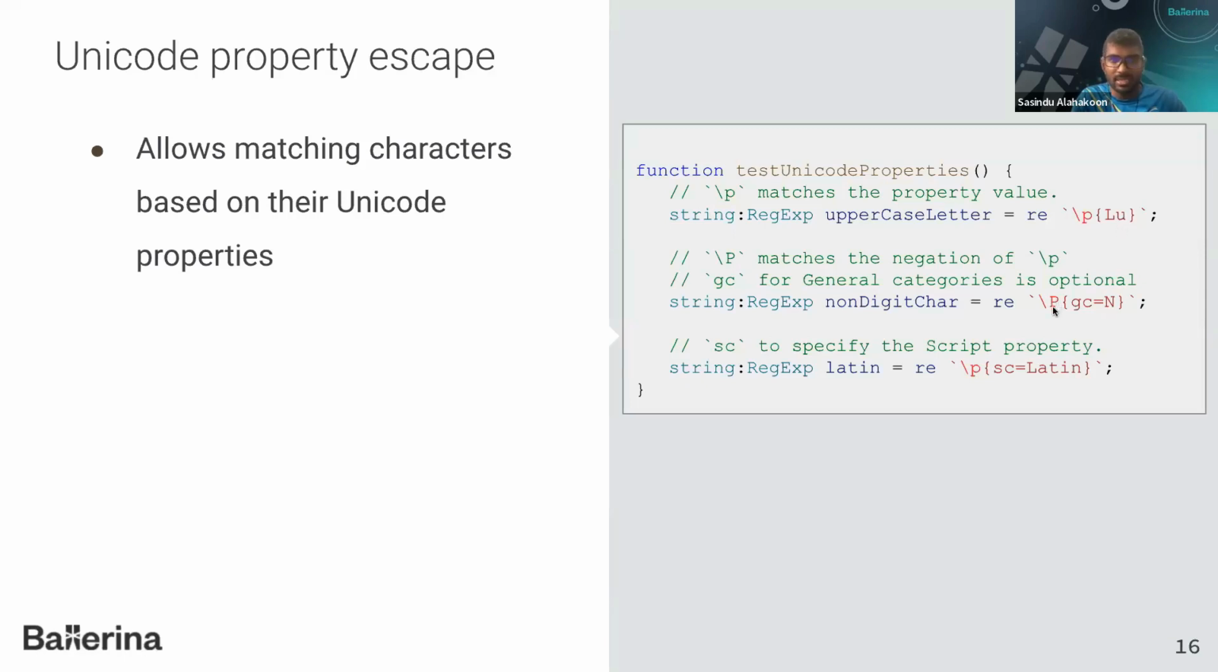For the general categories like letters, digits, punctuations, it is not mandatory to use the keyword gc followed by an equal sign inside the curly braces. You can use it if you wish, like in this example. In this example, Ballerina regex is used to match the Latin scripts based on the Unicode properties.